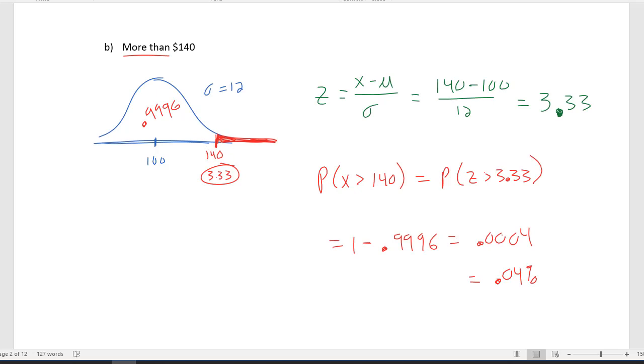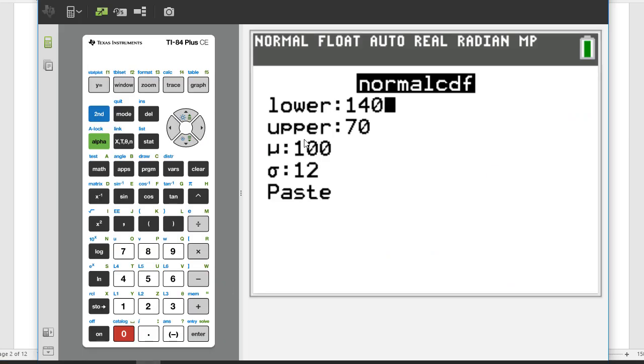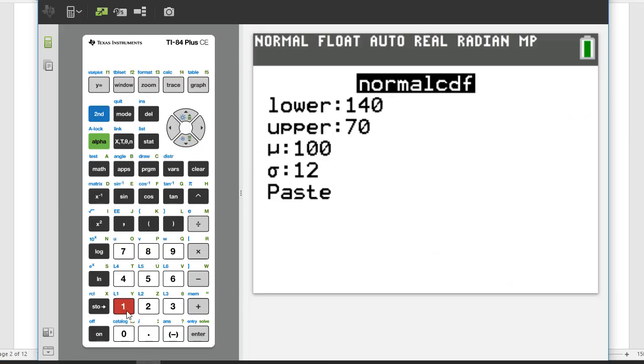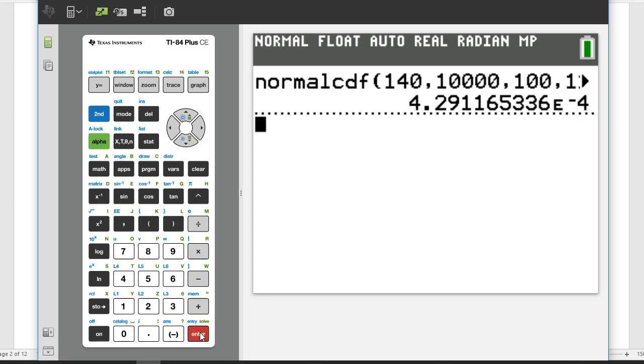140 was my lower bound. I'm going all the way out to infinity as my upper bound. So I got 140 as my lower bound. I'm going to pick 10,000 to represent infinity. Same mean, same standard deviation. Paste, and there's 0.0004 in scientific notation. Right? This says move the decimal 4 places to the left because of the negative exponent.